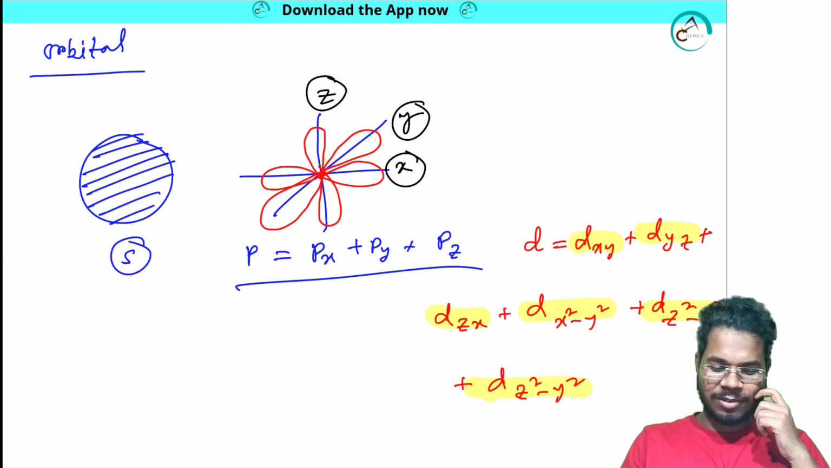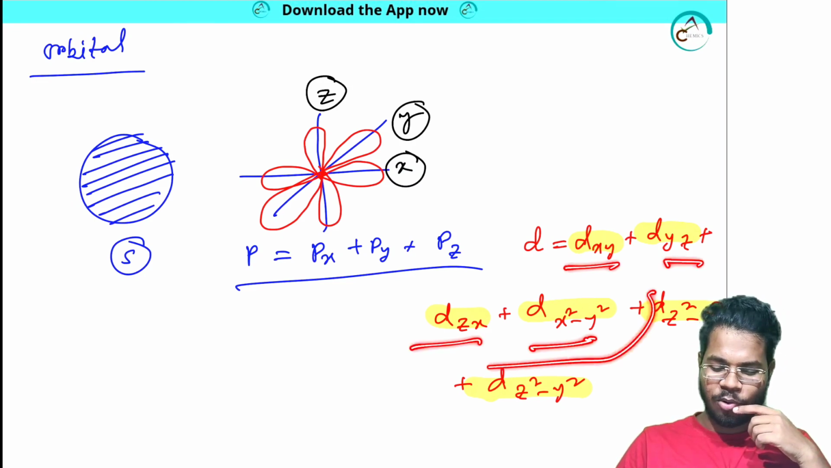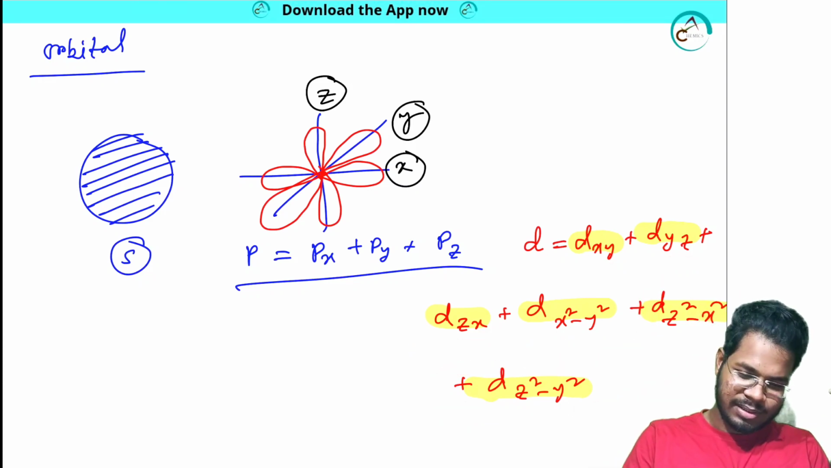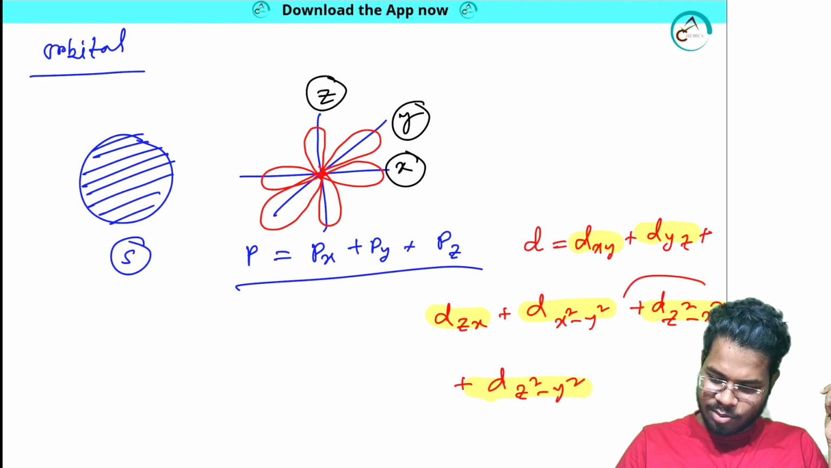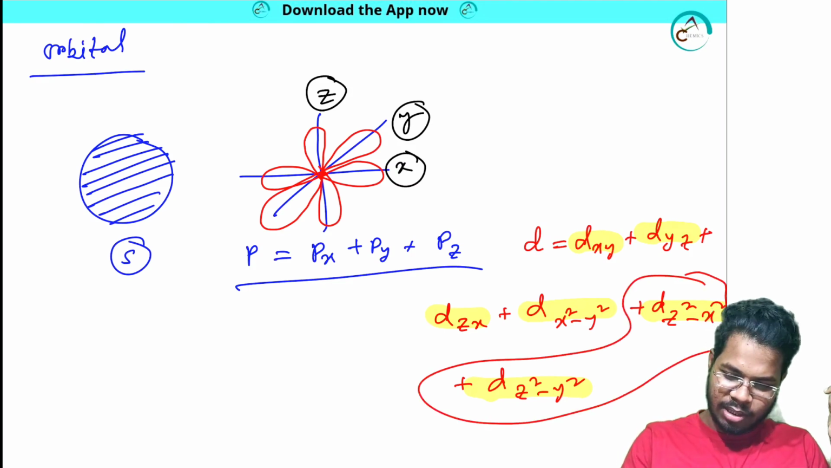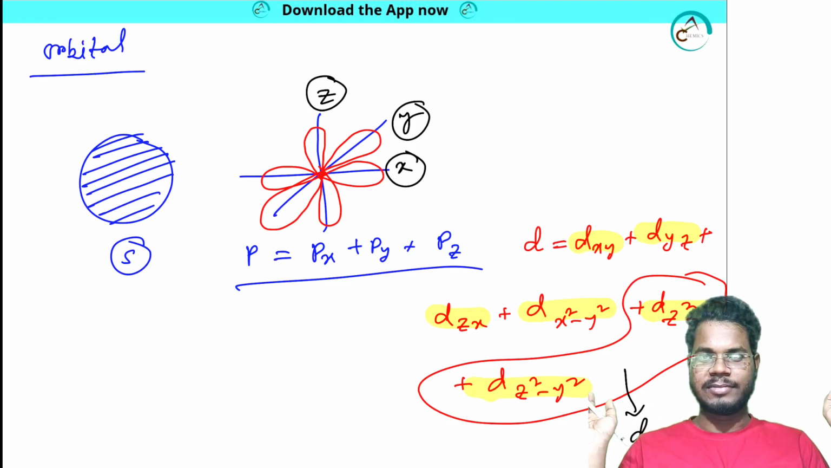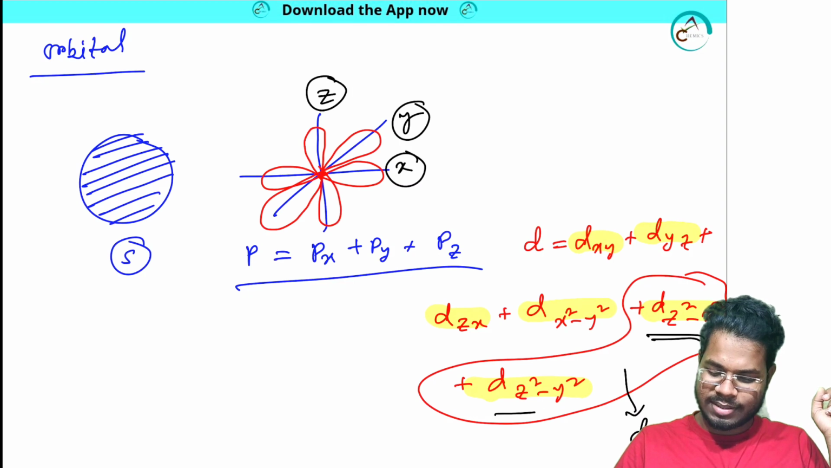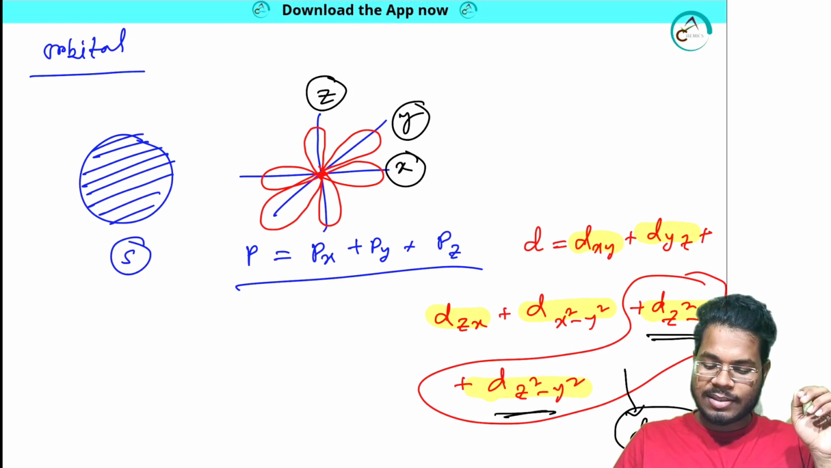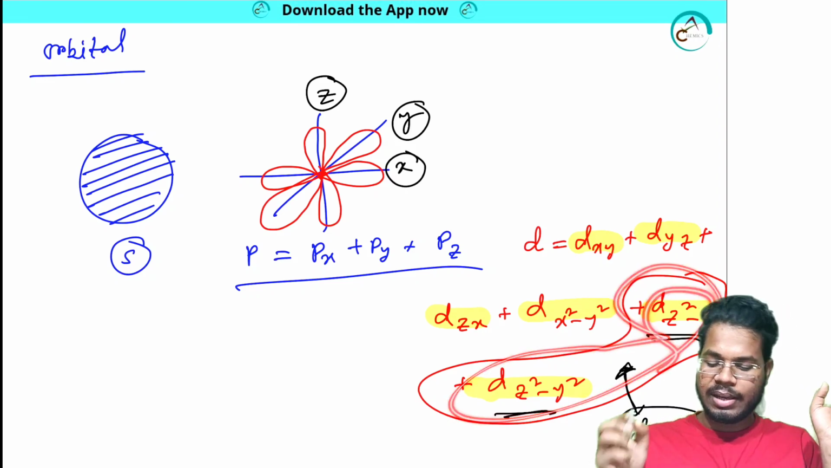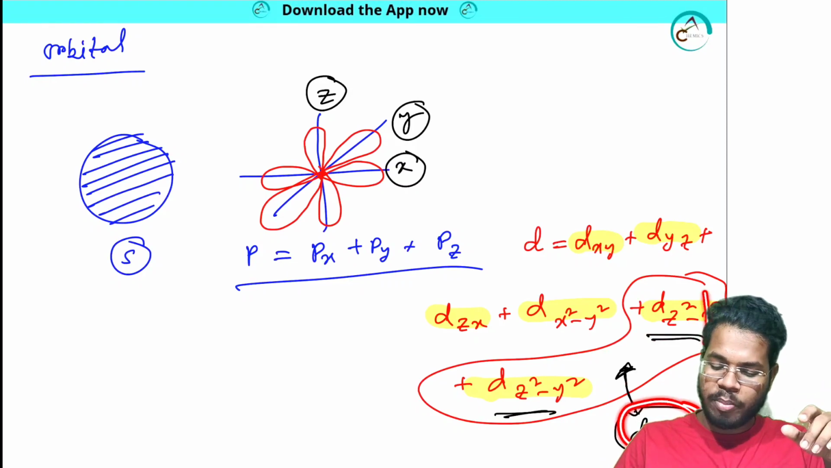No. You know about this, but you don't know about these two orbitals. Except for this one, you just had the knowledge that we had a dz square orbital. But you didn't know about this. Actually, z square orbital is what you know. Z square orbital is the combination of these two orbitals that I have written over here.